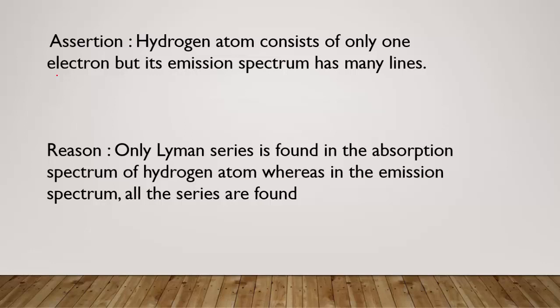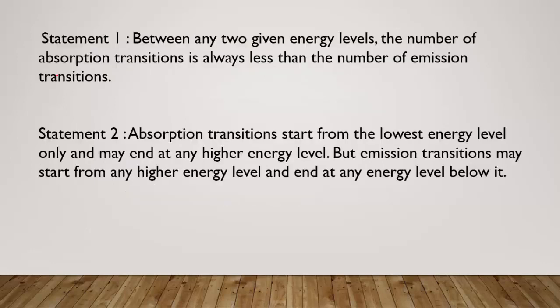Now it can return either directly to the lower energy level or come to the lower energy level after passing through other energy levels. All these possible transitions take place in the source, and many lines are seen in that spectrum. Both are true, but the reason is not a correct explanation of the assertion. Then option A is the right answer.